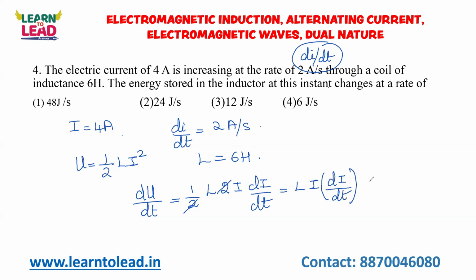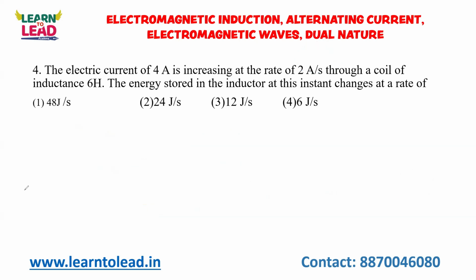Okay. So the inductor value is given as 6, the current value is 4 amperes, and the rate of change of current with respect to time is 2. So 24 into 2, 48 joules per second is your answer. 48 joules per second is your answer. Next question.